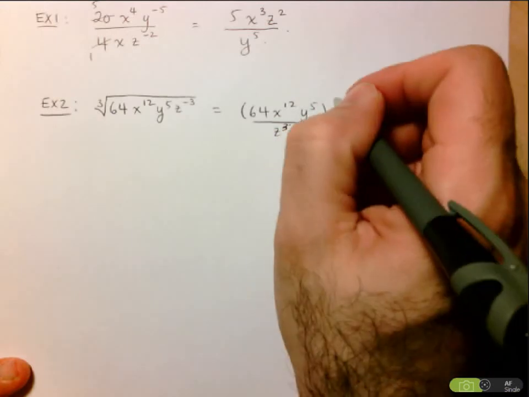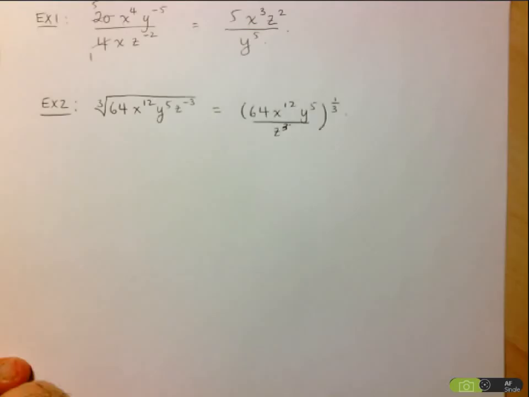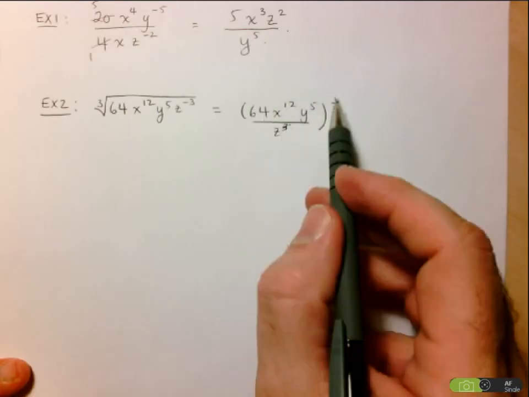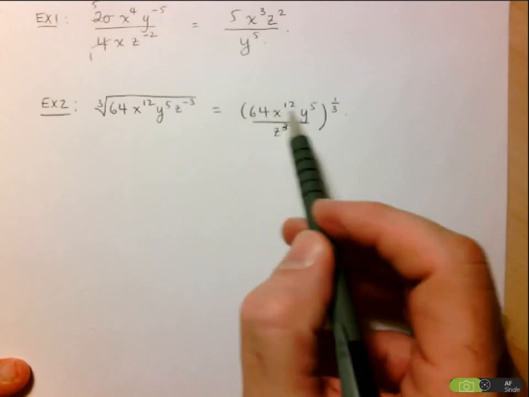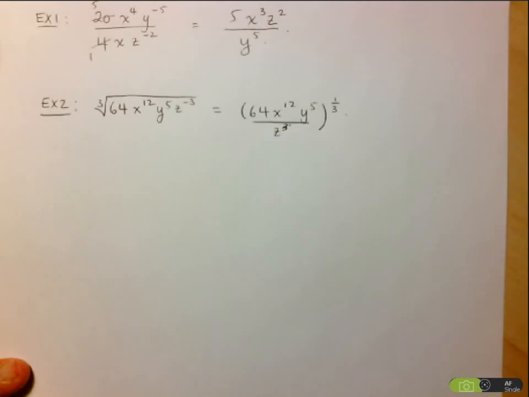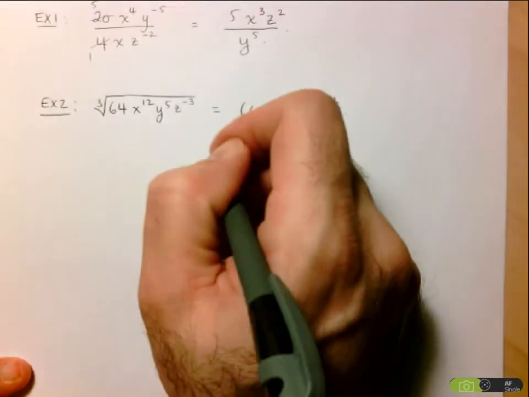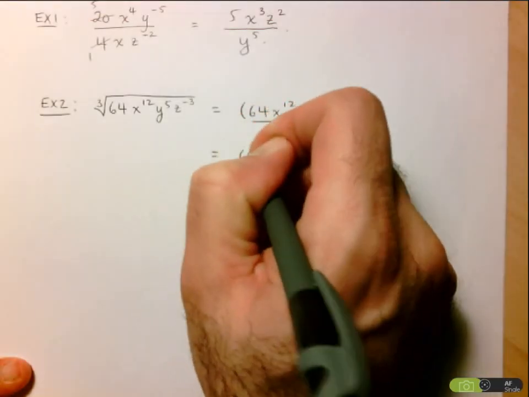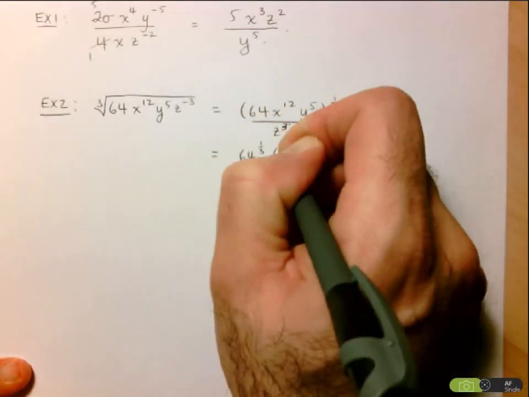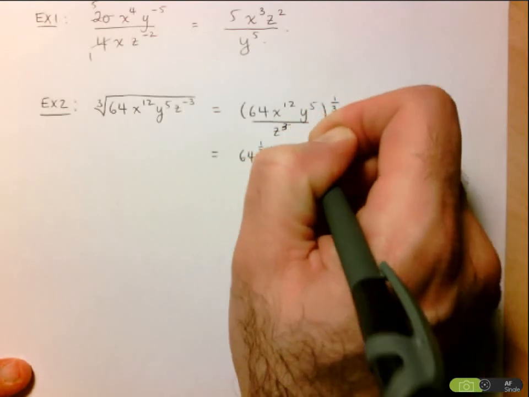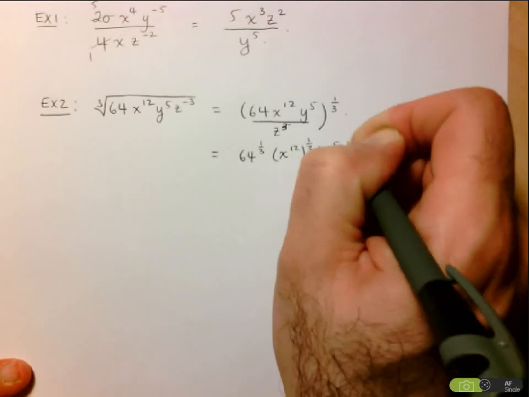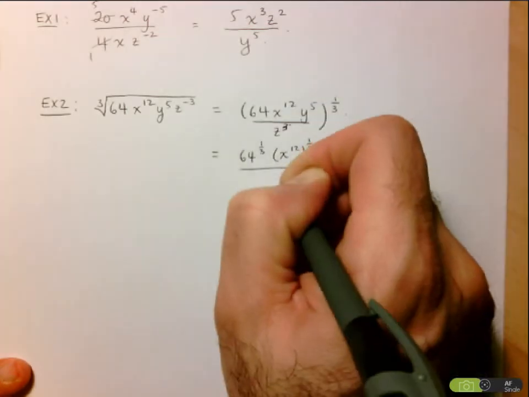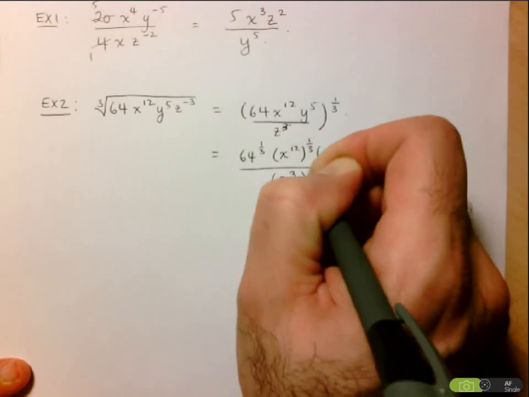And then all that is to the exponent 1/3. Now I can use the property of distributing the exponent to each of the terms, because all I have is products and quotients. So let's do that here. I've got 64 to the 1/3, x to the 12 all to the 1/3, y to the 5th to the 1/3, and then in the denominator z cubed to the 1/3.